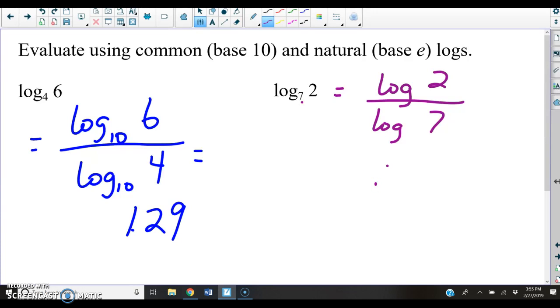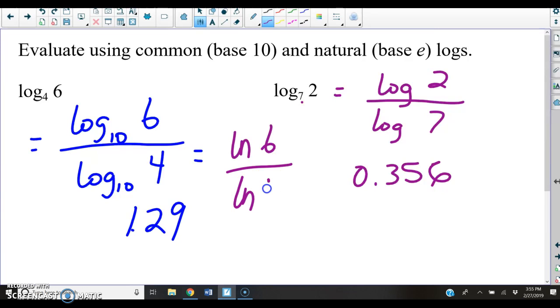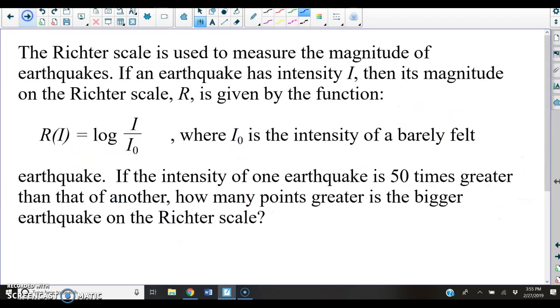I got 0.3562, so I'm going to just do that much when I answer it. And again, if I check it, I'm going to have 7 raised to that power, and I did get my 2. Okay, same thing would apply if I would use the natural log of 6 over the natural log of 4. And here I can do the natural log of 2 over the natural log of 7. I'll get the same exact answer. Okay.